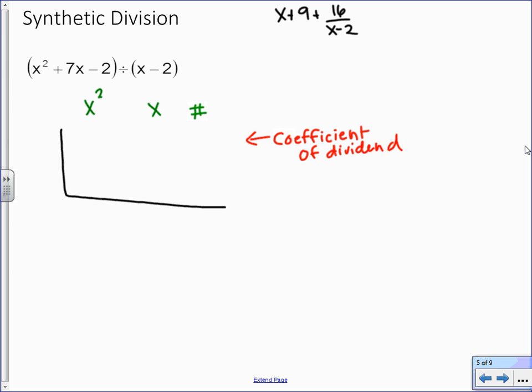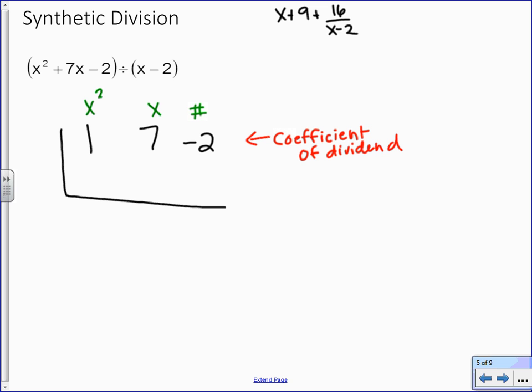Okay? Drop in your coefficients. Coefficients only, so numbers. What's the coefficient to x squared? What's the coefficient to x? And the number term. Okay. Numbers only go in the synthetic box. Riley, are you paying attention? Synthetic happens very fast. You blink and then it's done.